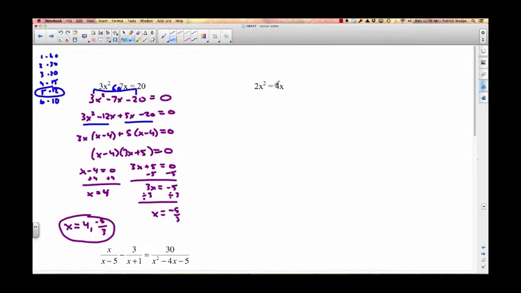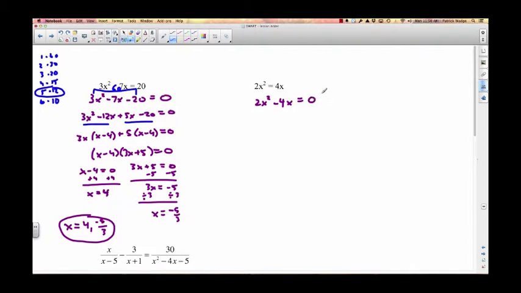So next one, 2x squared equals 4x. We want to make this equal to 0 again. So which one should you move? We want to keep that x squared positive. So don't move this over to the right. I mean, it'll still work, but you're making your life more difficult. Move the 4x over. And now it equals 0.